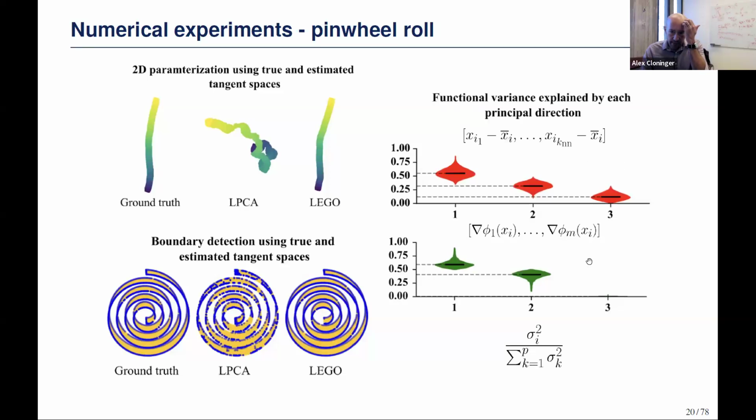And also, I want to emphasize that this rank assumption that I'm talking about really does hold. If you look at local PCA and create a scree plot across a lot of different instances, a lot of different points, you get these violin plots.